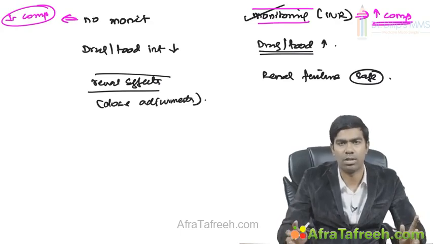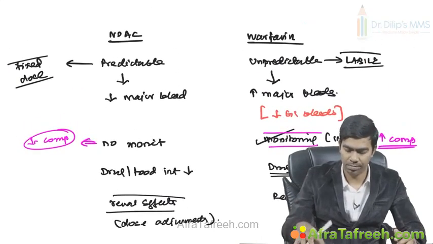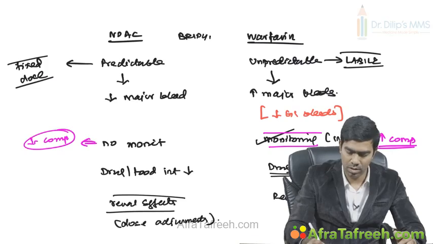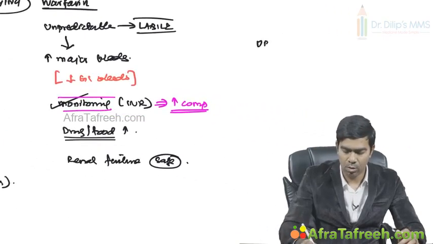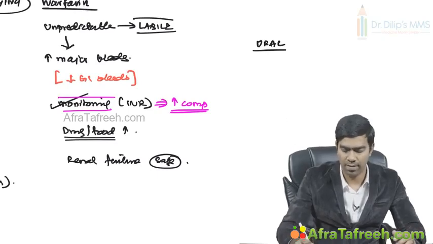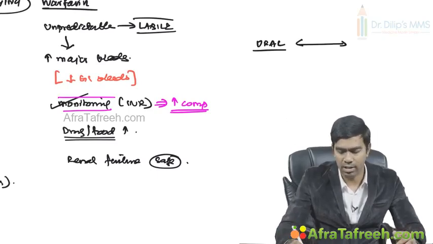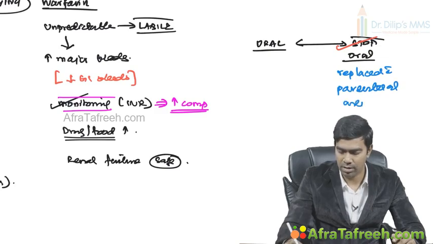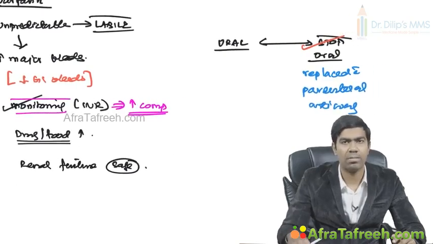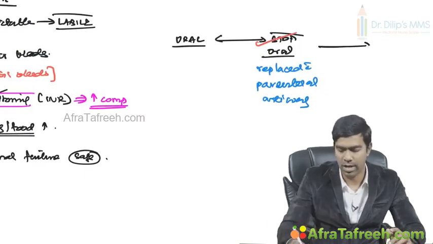One of the most important differences that you have to know is on the bridging. So I'm going to talk about bridging. What do you mean by bridging? A patient is taking an oral anticoagulant like NOACs or warfarin, and there is a need to stop this oral anticoagulant. The moment you stop the oral anticoagulant, it will be replaced with a parenteral anticoagulant. And after some time, when the condition resolves, this parenteral anticoagulant will be shifted back to the oral anticoagulant.